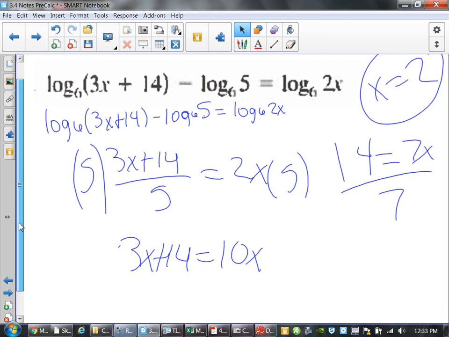What I want you guys to see here is sometimes they will set it up where you have to condense the log before you can solve it. When you condense logs, remember subtraction means you're dividing them. So if you rewrote it as 3x plus 14 over 5, get rid of the divide by 5, so you multiply both sides by 5, and then it winds up being real fast.